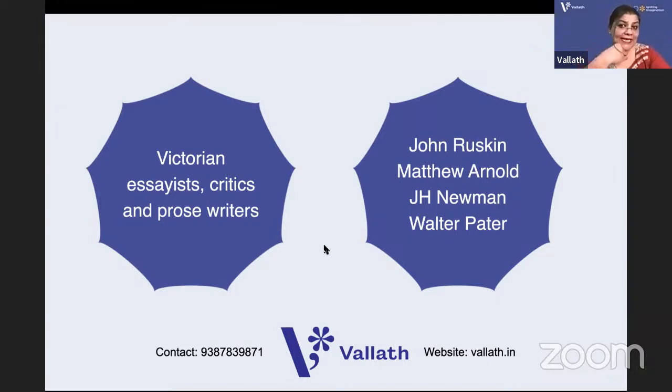Who wrote Sesame and Lilies here? Sesame and Lilies is by John Ruskin. John Ruskin was a critic. He was a prose writer. Unto This Last is also by Ruskin. Culture and Anarchy is by Matthew Arnold.